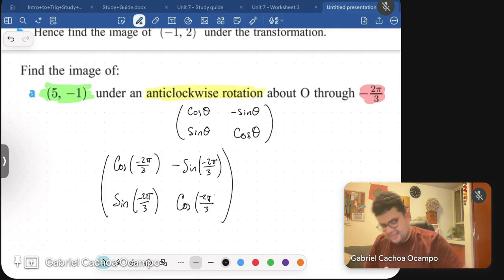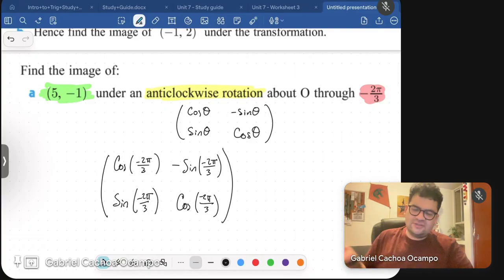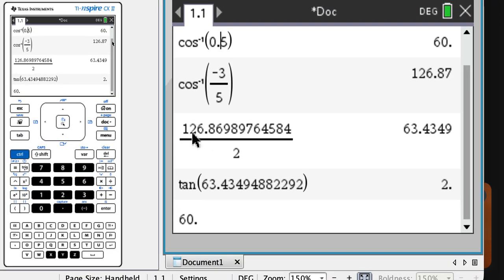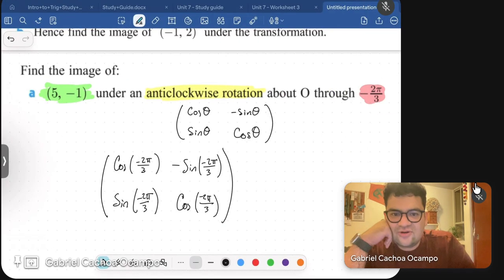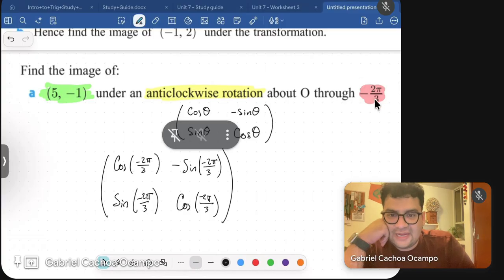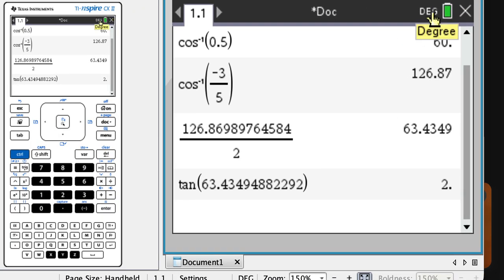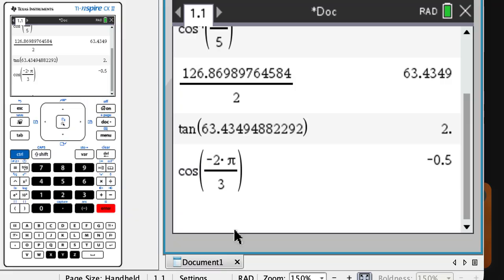Of course, if you're a pre-calc kid, you know how to find this. But let us find it here with our calculator. Because my angle is in radians, I have a pi, that means my calculator needs to be in radians. So let me ensure that I have my calculator in radians. What is the cosine of negative 2 pi over 3? And what is the sine of negative 2 pi over 3?